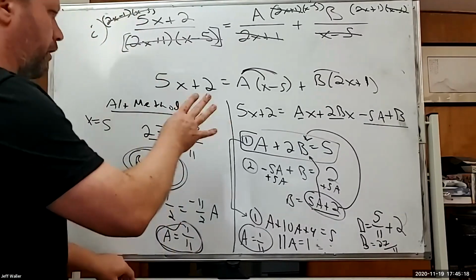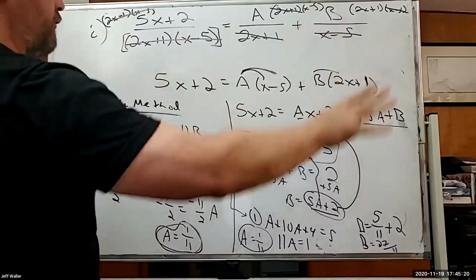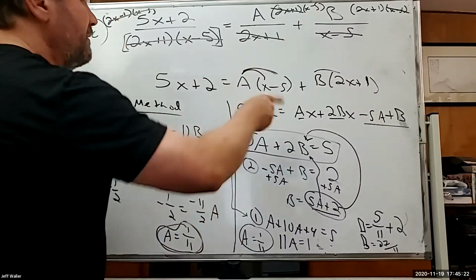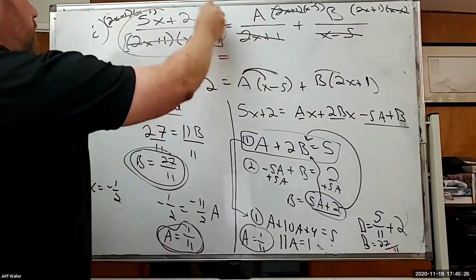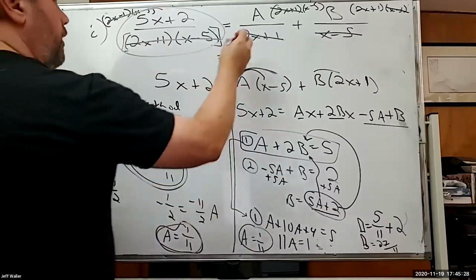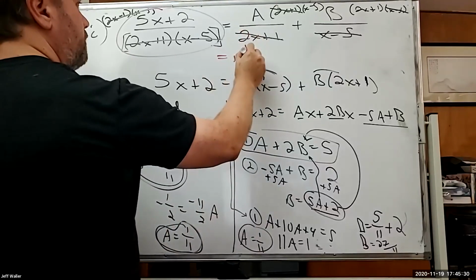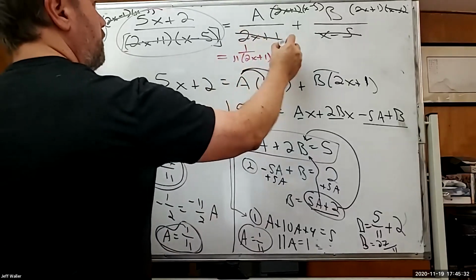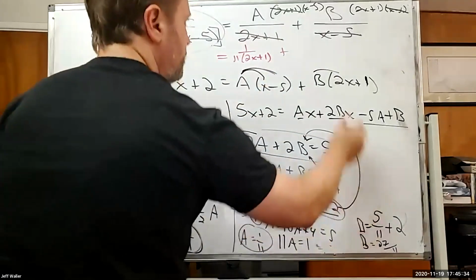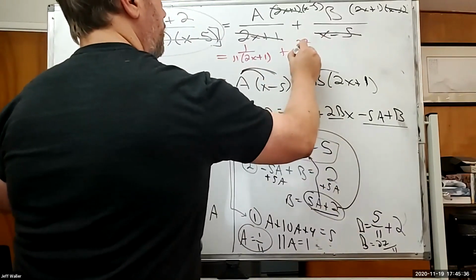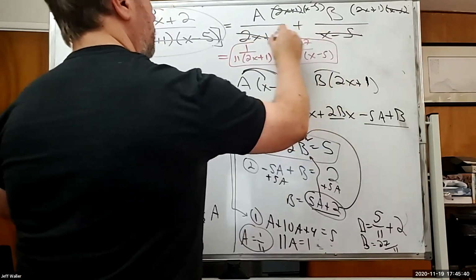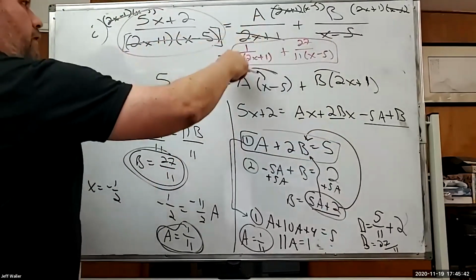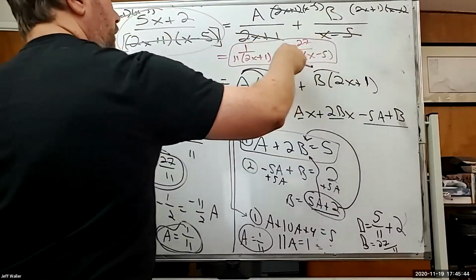Now you're going to organize your work better. I don't have much room. But what is the answer then? The answer is this equals 1/11 times 2x plus 1 plus 27/11 times x minus 5. Right, a is 1/11, b is 27/11.